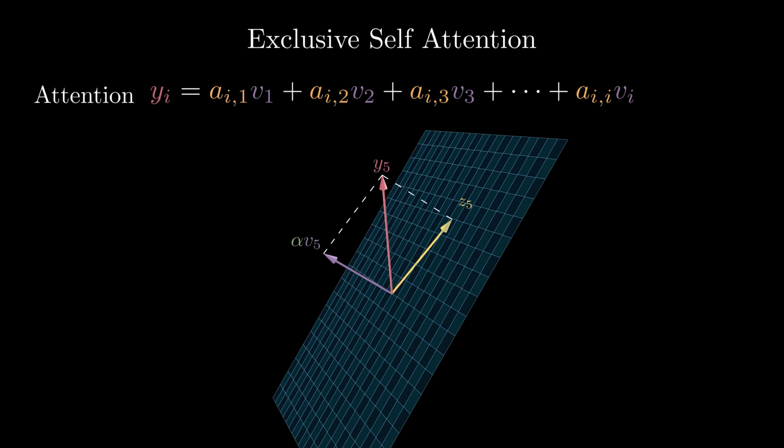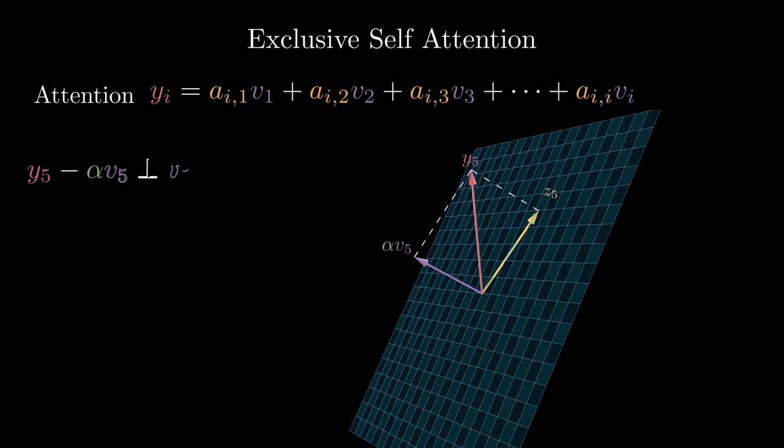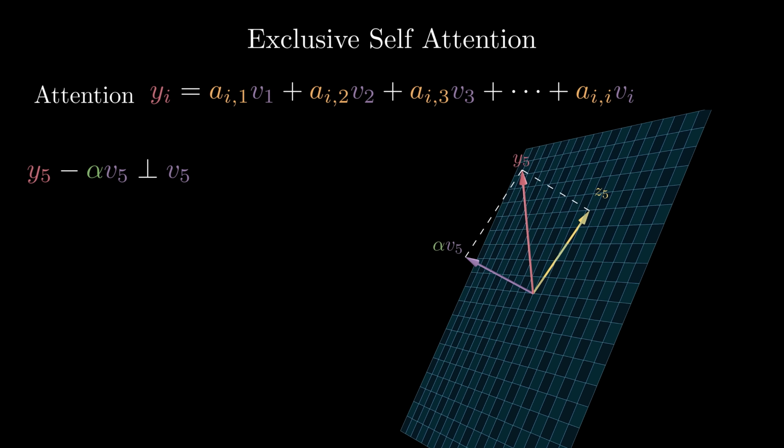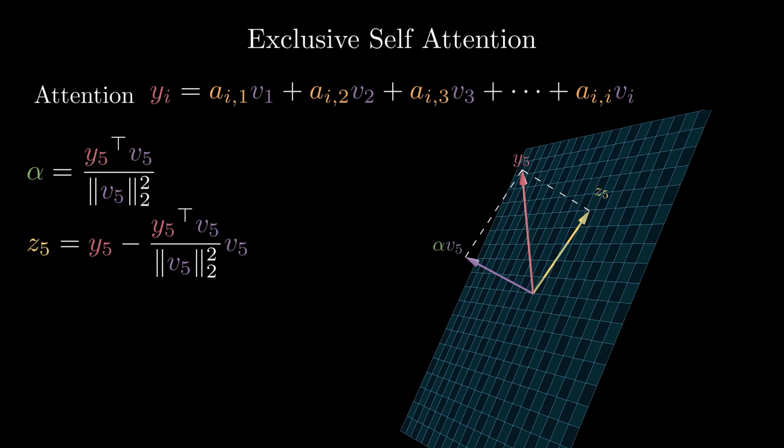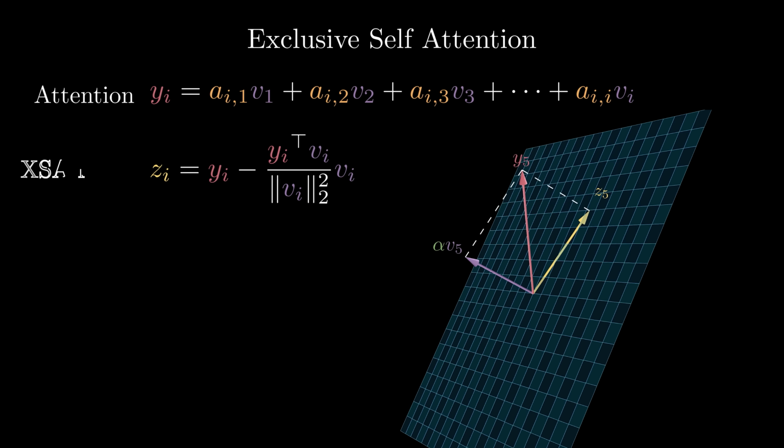So, how do we actually compute the scalar value alpha? We need z to be perpendicular to v, so their dot product must be 0. Applying the linearity property of the inner product, we can break the equation into 2 parts and rearrange it as follows. By moving the norm of the vector to the denominator on the right-hand side, we obtain the precise value of alpha. Plugging the alpha into the equation yields this expression. This is the core idea behind exclusive self-attention.